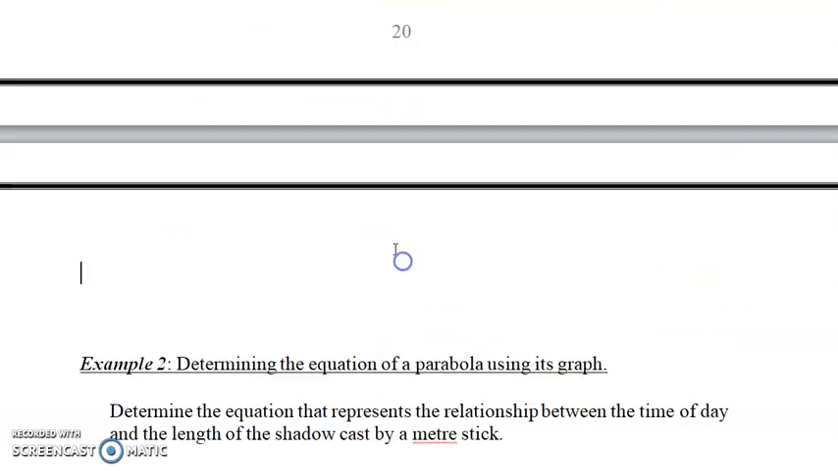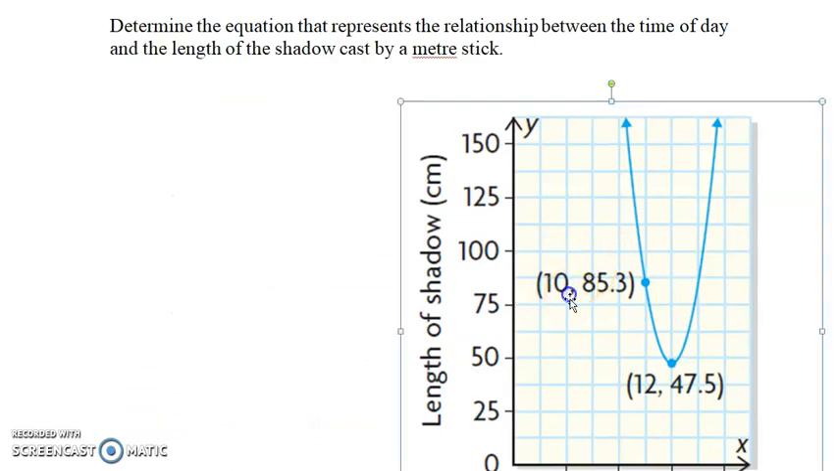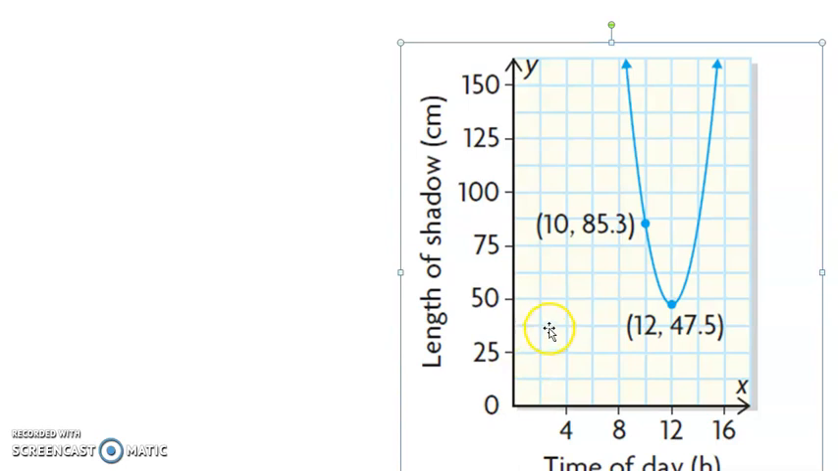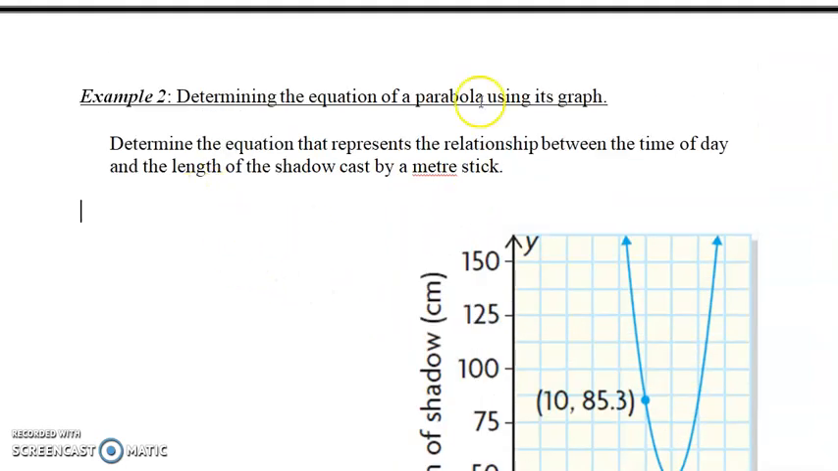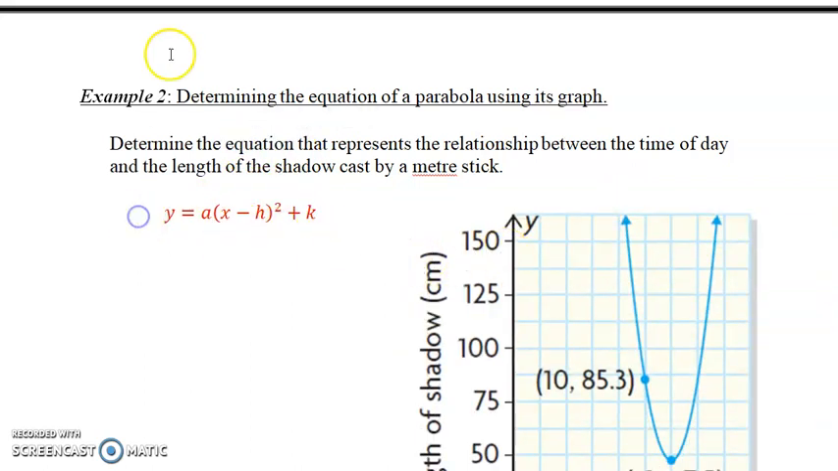Okay. Let's look at example 2. This is determining the equation in vertex form. So first thing we do is we write the equation down in vertex form. So we have y equals a bracket x minus h squared plus k. And you could say the function too, but that's okay. Sometimes we'll say it as equation.